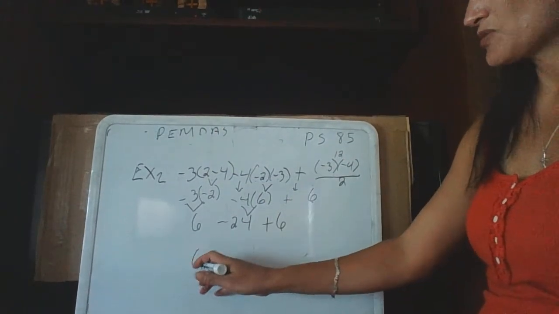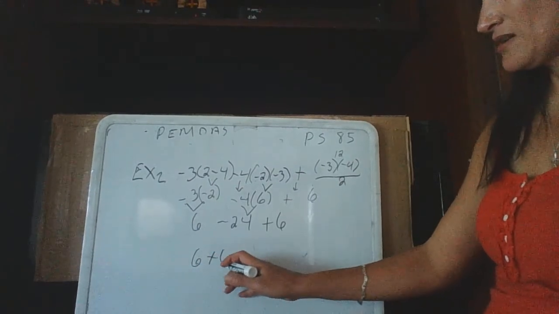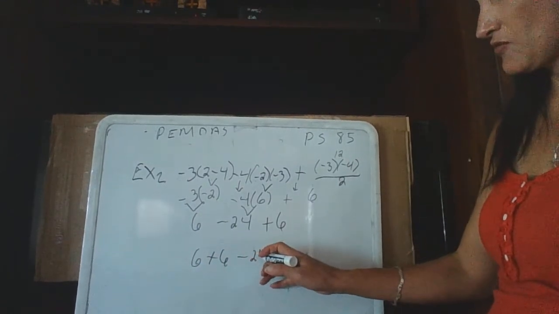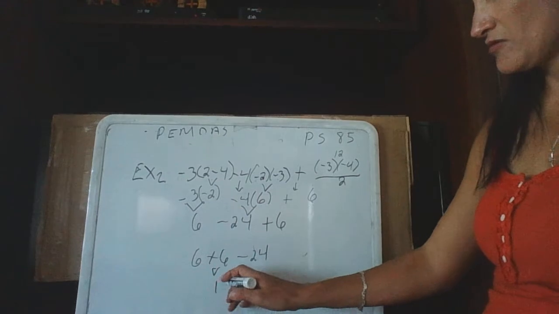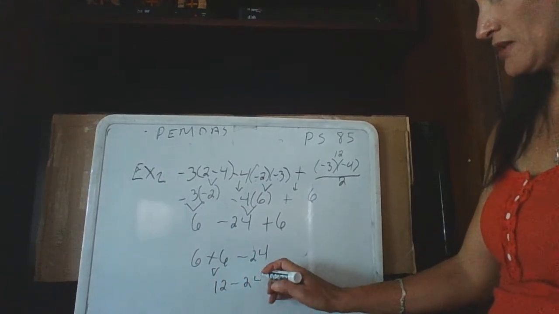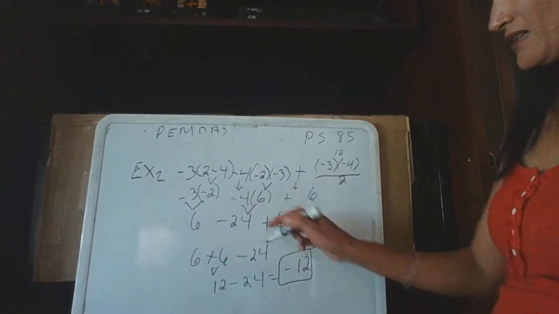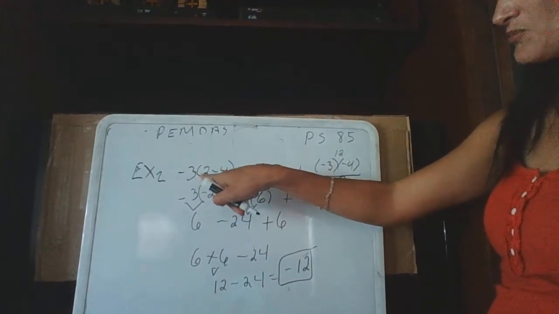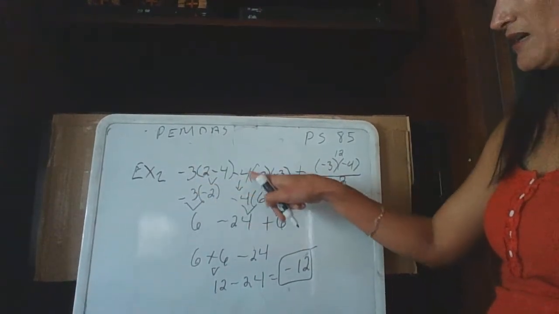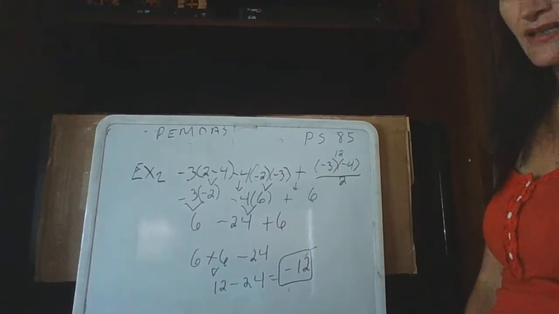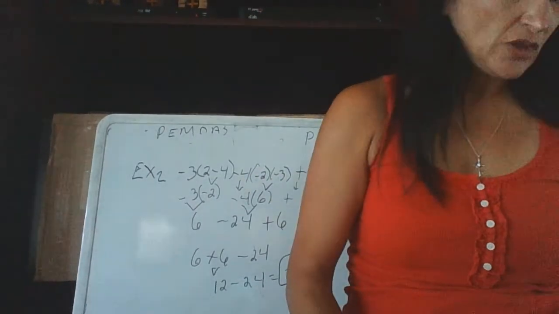I'm going to regroup so I don't get confused. So 6 plus 6 minus 24. That's 12 minus 24. And you can see that the answer is negative 12. The key thing is the 3 next to the parentheses is being multiplied, and the 4 next to the parentheses is also being multiplied. Okay.